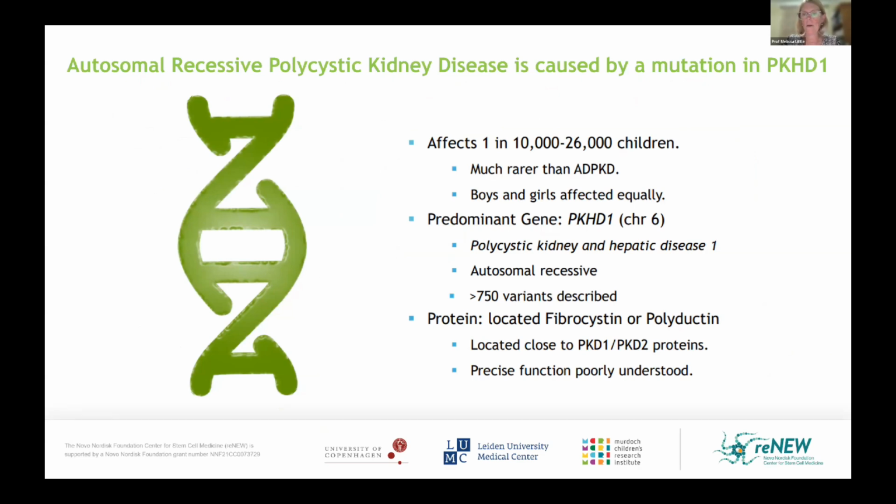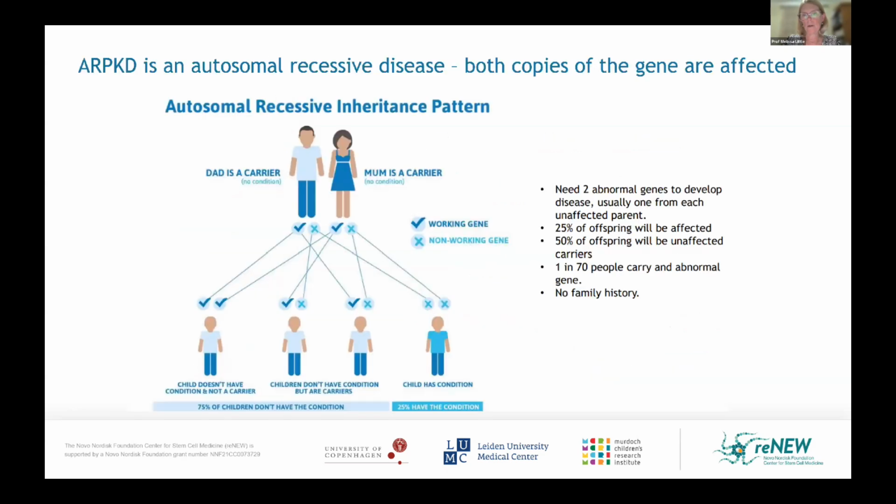What we do know is that if you mutate both copies of this gene, you get autosomal recessive polycystic kidney disease. So here's mum and dad. Mum is carrying a mutation. Dad's also carrying a mutation, but they're perfectly fine. But 1 in 4 statistically of their children may inherit both the bad copies, and this child would present with autosomal recessive polycystic kidney disease.